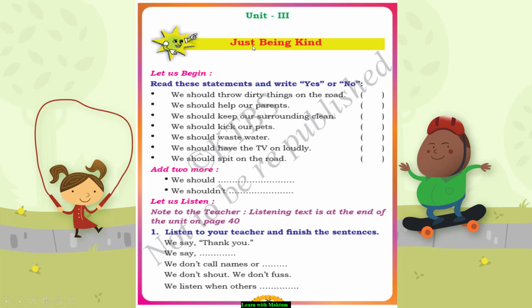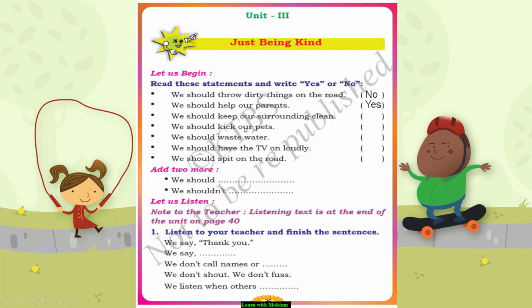Just being kind. Read these statements and write yes or no. So we have to read these statements and write yes or no in the brackets. First one, we should throw dirty things on the road. Is it right to throw dirty things on the road? No. We should help our parents. Yes, we have to help our parents.